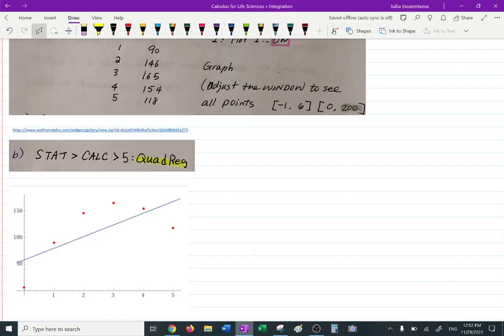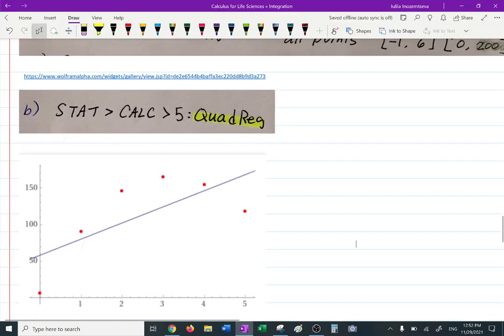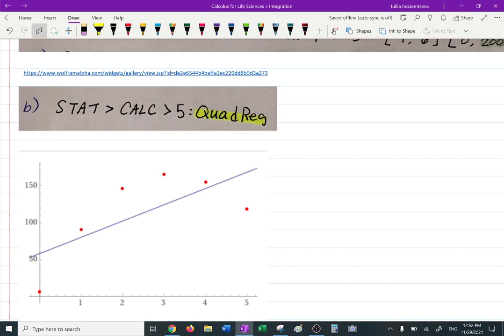So what did you get? Any shape we recognize? It looks like quadratic regression. So now, she's giving you a recommendation here, the coordinator. So you're using graph, adjust the window to see all the points. Adjust the window probably from -1 to 6 to see more points. And from 0 to 200, not just 118. The bigger the window, the better the picture is.